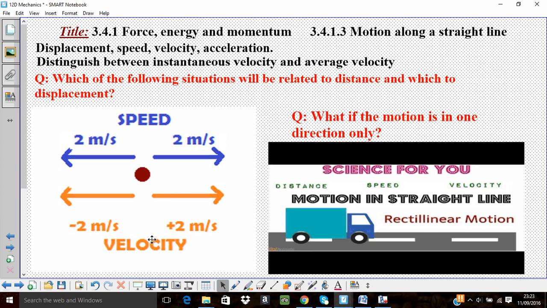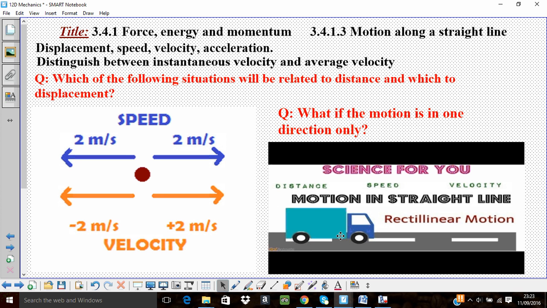We see it's very important in velocity the direction of the motion: going left, right, up and down, or going around at any type of angle. The next question is, what if the motion is in one direction only? For example, this lorry is going from left to right in a straight line, which is called rectilinear. Recti comes from Latin, which means straight. So, rectilinear motion going from left to right.